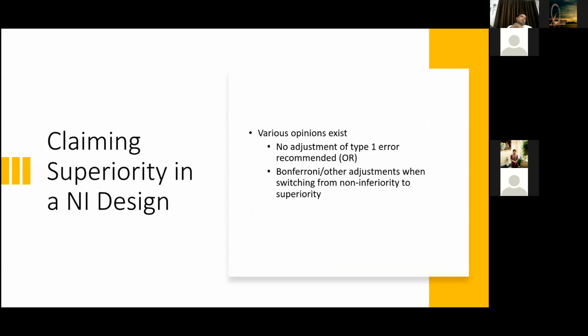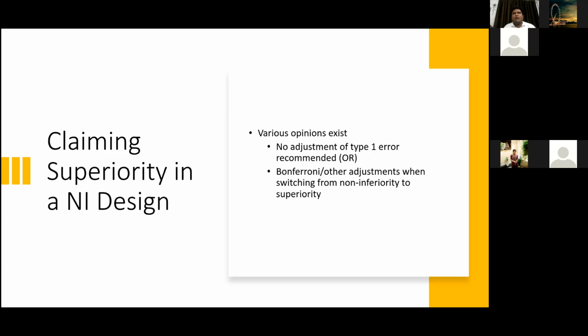When we talk about claiming superiority in a non-inferiority design, I will not talk much about it, but usually the non-inferiority study will be sufficiently powered for a superiority design also. So there is no harm in claiming superiority after non-inferiority, but the reverse is not true. We cannot do a post hoc non-inferiority analysis. Non-inferiority analysis is always pre-specified. Post hoc non-inferiority analysis is usually not encouraged. It's possible mathematically, but usually not encouraged. But still, there is a conservative approach using Bonferroni corrections.